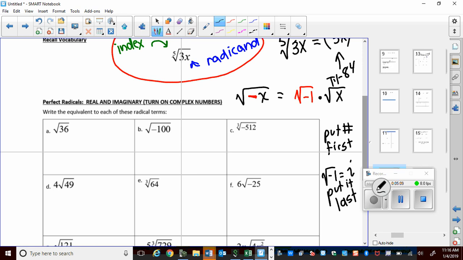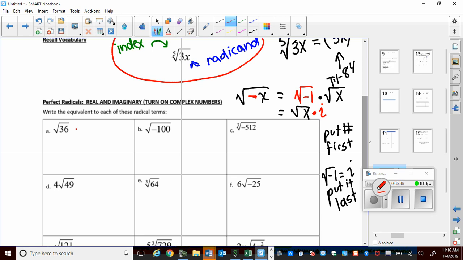So I'm going to switch these two things, and I have the square root of x, and the square root of -1 becomes i. It's like saying the square root of x times i. So when we're evaluating negative numbers under a square root radical, under an even radical, you be cautious and you be careful, okay?